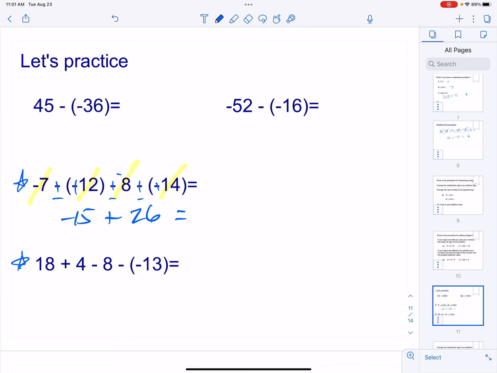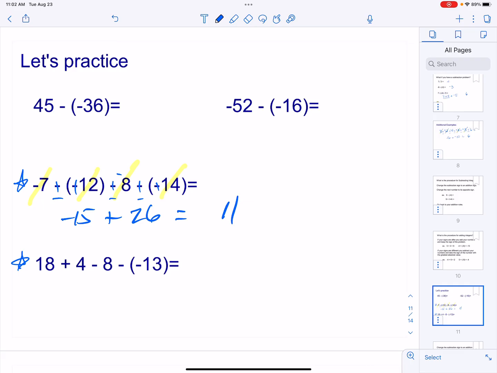And now I do one subtraction problem. Negative 15 plus positive 26. My signs are different, so I'm going to subtract. 26 take away 15. I'm going to get 11. What kind of an 11 is that going to be? Positive. Just like that.